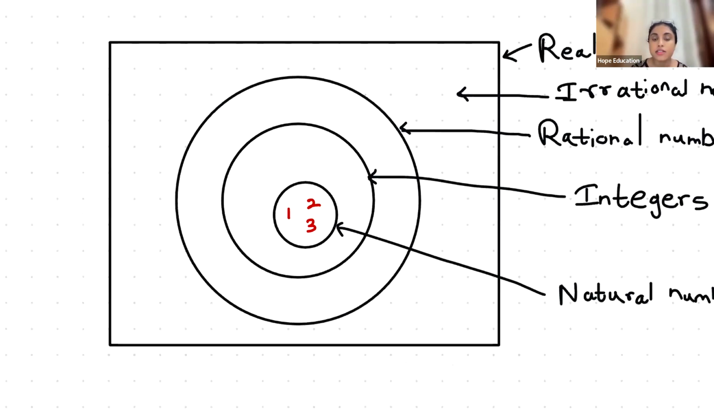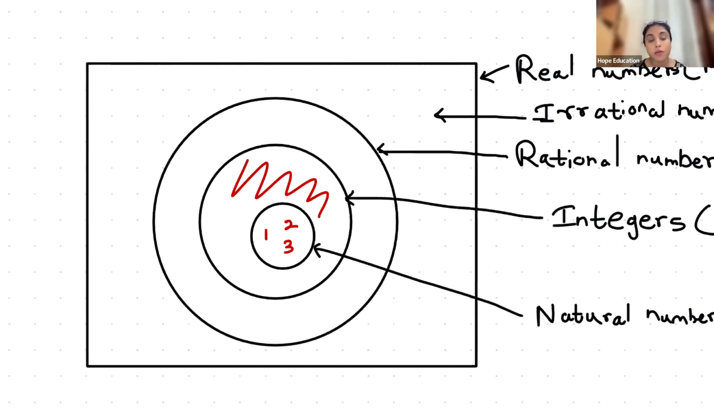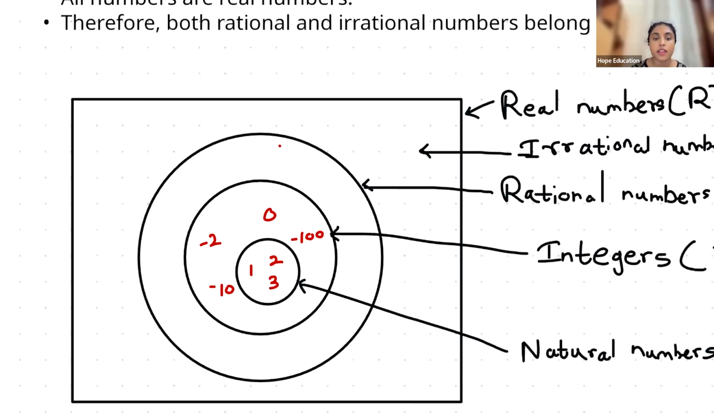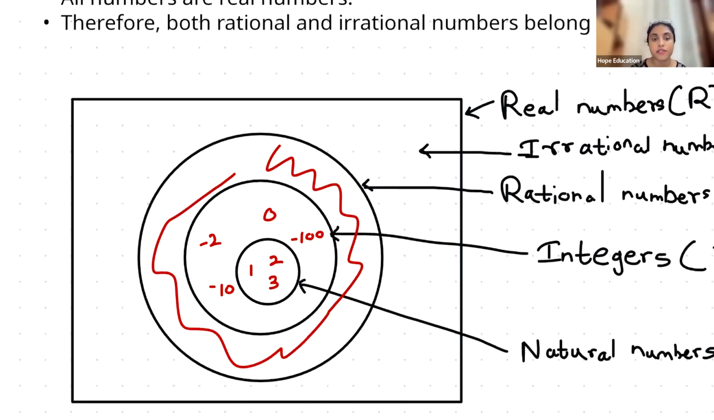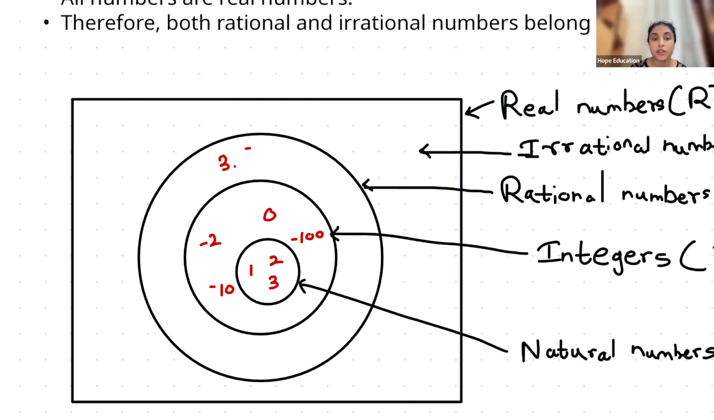Then what are integers that are not natural numbers or that are not positive integers? We can write -2, -10, then 0, -100. They are integers, however, they are not positive integers. Okay. Then what are rational numbers but are not integers? As I said, 3.5. Then if you take something like half, 0.5. That is still a rational number but is not an integer.